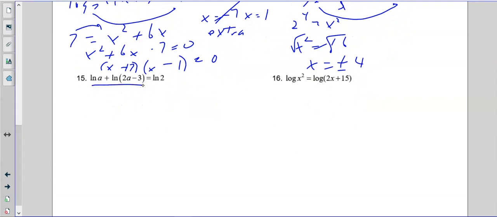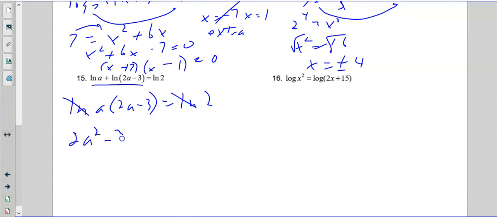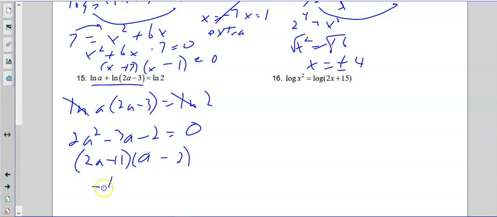Last two, simplify it, condense it. Write ln once. Plus means times. A times 2a minus 3 equals ln 2. ln on both sides, cancel. 2a squared minus 3a, I'm just going to move the minus 2 over right there, equals 0. 2a and 1a, it's got to be 2 and 1. It works out to be 1 and 2 here, this plus, this minus. That gives us negative 1/2 and 2, but the negative 1/2 is extraneous.